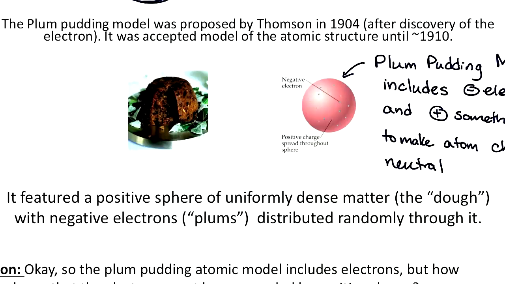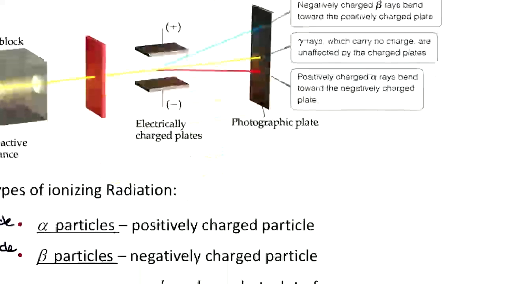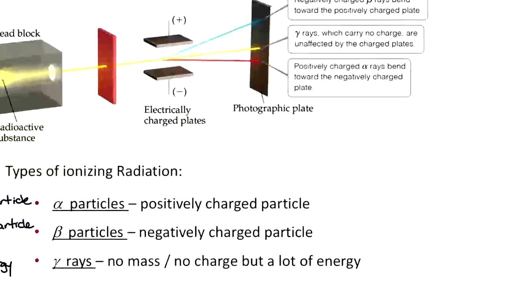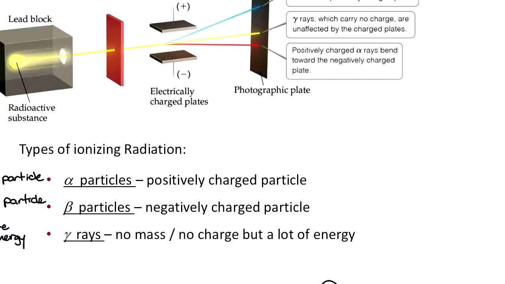This still isn't what our modern day atom is, so that means a bigger experiment had to come about, and that's exactly what happened. And that is our third experiment, the Rutherford gold foil experiment.